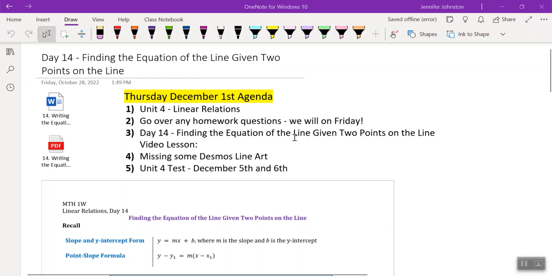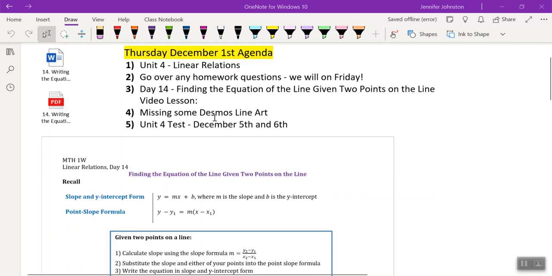Today is lesson 14. So for day 14, finding equations of the line given 2 points on the line. Let's make sure we have that out in front of us. Hit pause at any time during this video or rewind or fast forward. And it's going to be posted right here on our OneNote. Missing some of the Desmos line art.